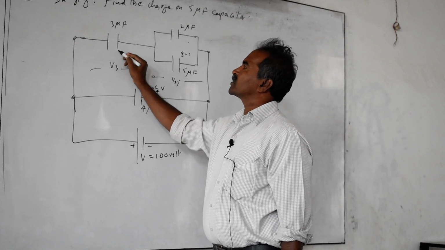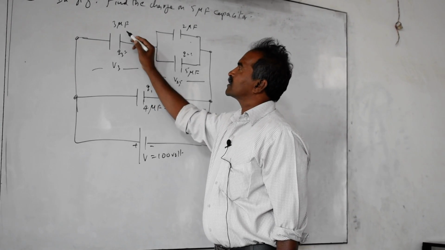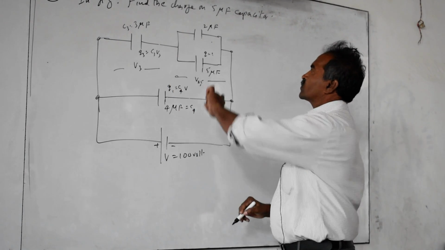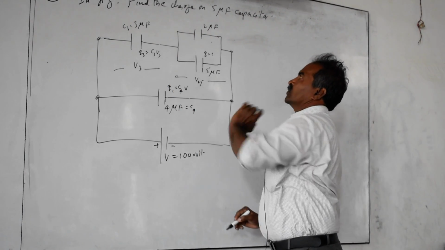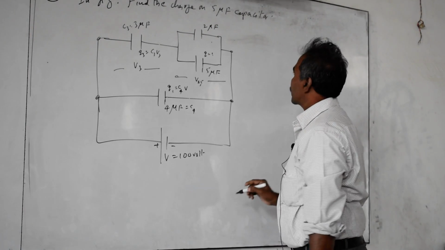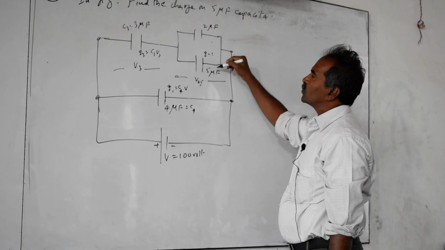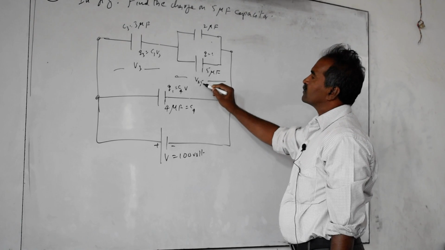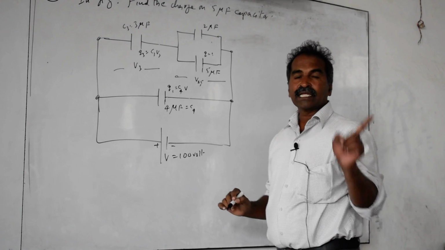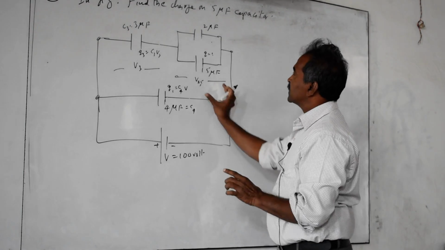The charge on this, I will take as Q3. Q equal to CV, so C3 into V3. This whole combination is 5 plus 2, which is 7 microfarads. I will take this whole thing as C25, which is 7 microfarads, and this voltage is to be found. The charges will not be the same on this and this because they are a parallel combination. In series the charge is the same for capacitors; in parallel the charge is not the same, the voltage is the same. So V25 is the same for these two.